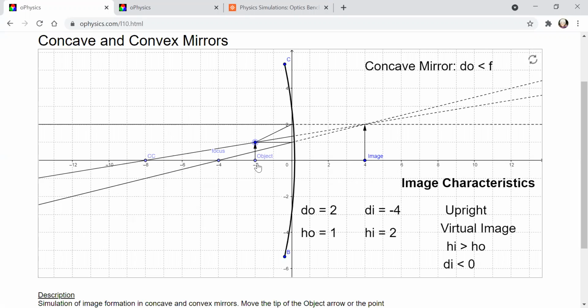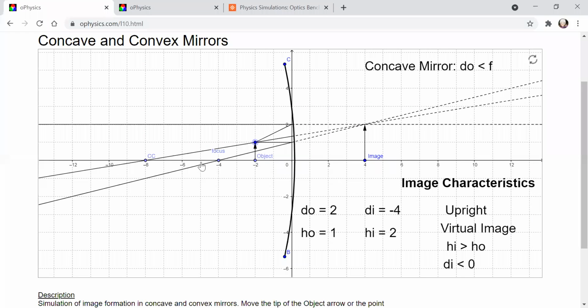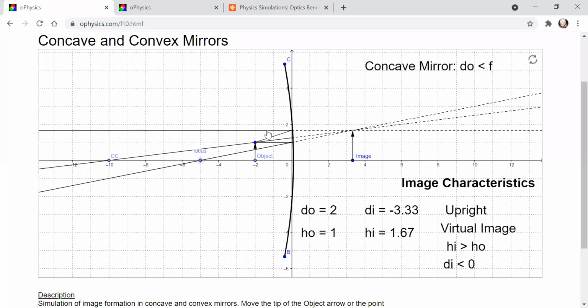And I just need to check my focal length. The focal length given to me is 5. So I actually need to change my focal length this time. So make sure you check all of those numbers and make sure the diagram matches up. I need to change my focal length to 5. So my object is 1 unit tall. It's placed at 2. And my focal length is at 5.